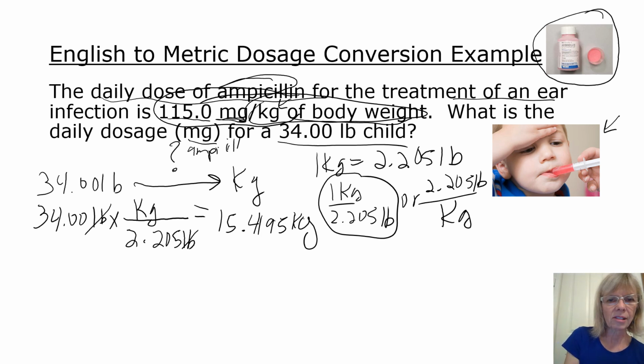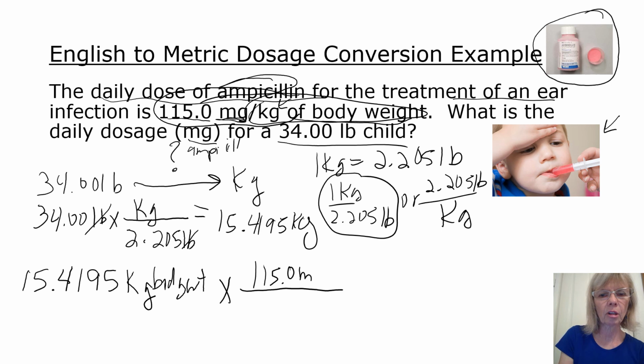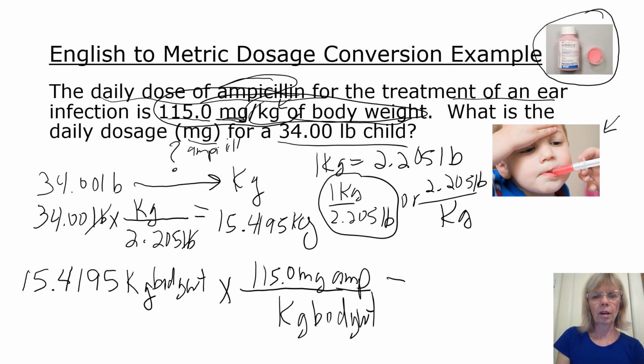And we're going to start with the mass of the child. So anytime you have a fraction given to you, realize that that is a conversion factor. You don't want to start with that. So we're going to write down 15.4195 kilograms. That's the body weight. Now we're going to multiply that by our fraction that's given to us. So that says 115 milligrams of ampicillin is the amount for every kilogram of body weight of our child. Okay, so the kilograms of the body weight cancel, and we'll end up with milligrams of ampicillin, the total amount that's given for the day.